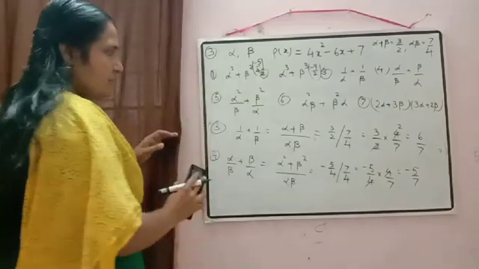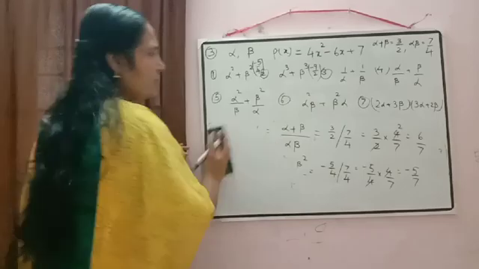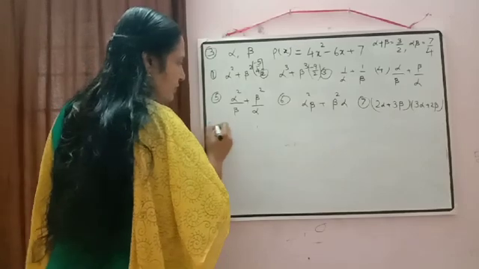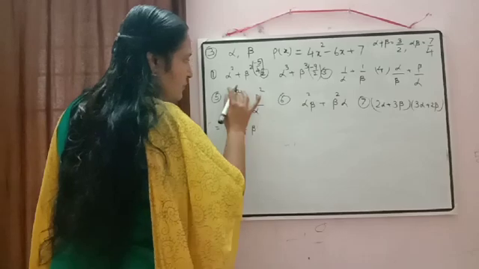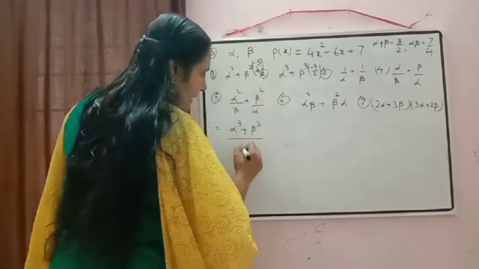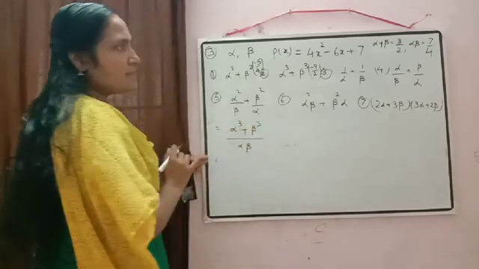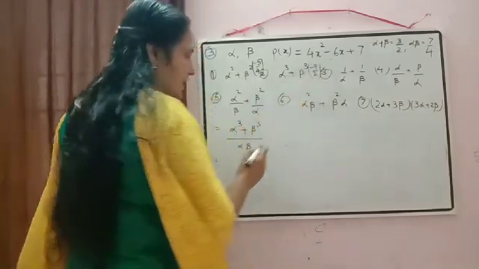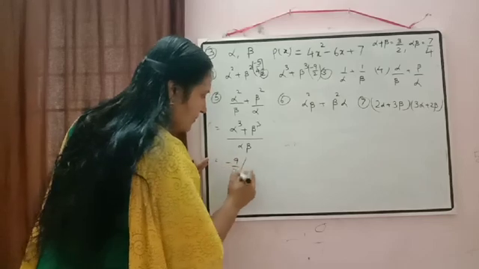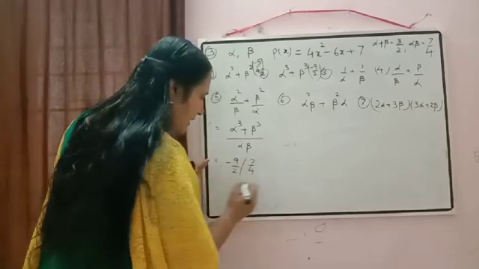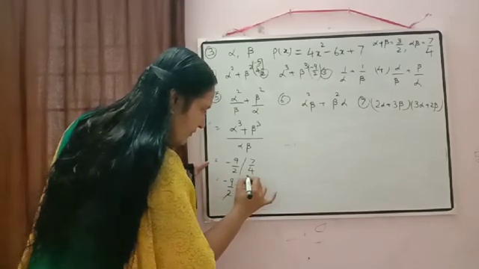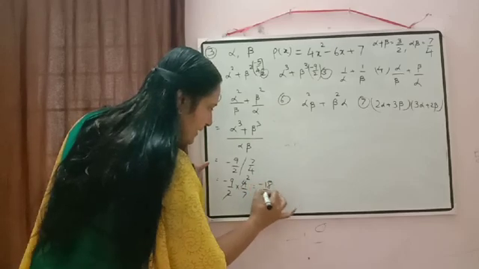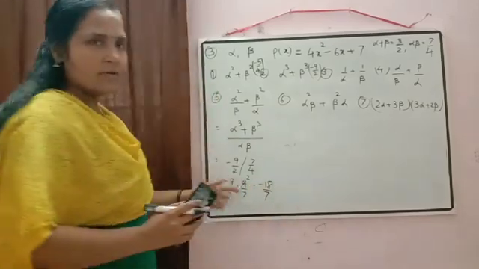Then fifth one. In fifth one, what we have to do? We have to find out alpha square by beta plus beta square by alpha. Again, what we will do? Cross multiplication. Then we will get here alpha cube plus beta cube by alpha beta. Alpha cube plus beta cube also we have calculated here. That is equal to minus 9 by 2 divided by 7 by 4. Now change the division into multiplication. Then again 2 and 4 will get cancelled. Then we will get here minus 18 by 7. The value of fifth one.